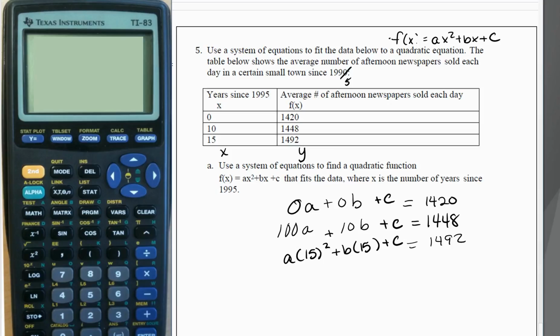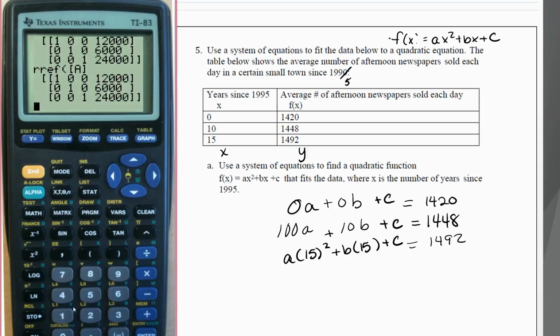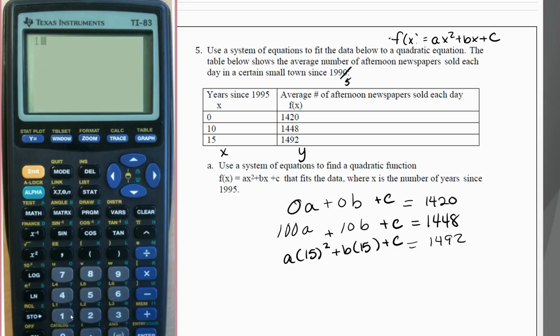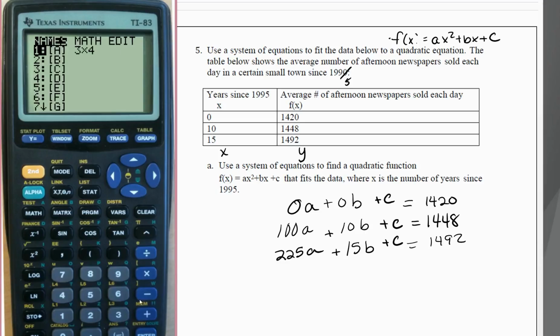Here we have 15 squared, which unfortunately, I don't remember what 15 squared is. 225, there we go. So that'll be 225a, and then this will be 15b plus c equals 1492. Okay, so we're going to put that into our matrix.